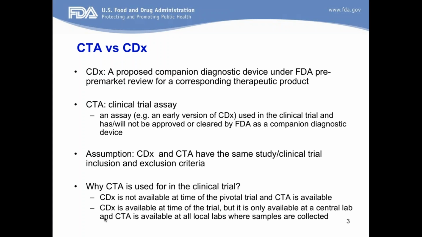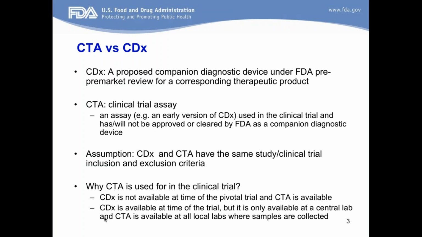One is that CDx is not available at the time of the pivotal clinical trial, and the CTA is already available. Second possibility is that CDx is available, however, it's not available at all the labs where the sample may be collected. So it's maybe only available in the central lab. However, CTA is available at all local labs where samples are collected.